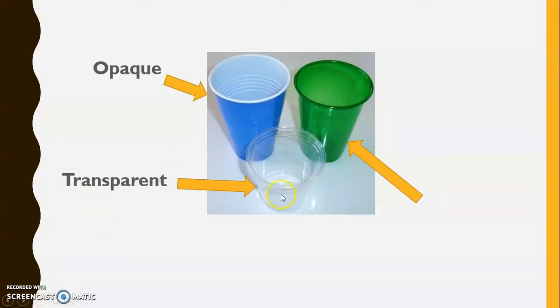Next, we have the transparent. This cup is transparent because when you put the light here, you can see the light behind it. Then the last one is the translucent. You can see a little light will pass through it.